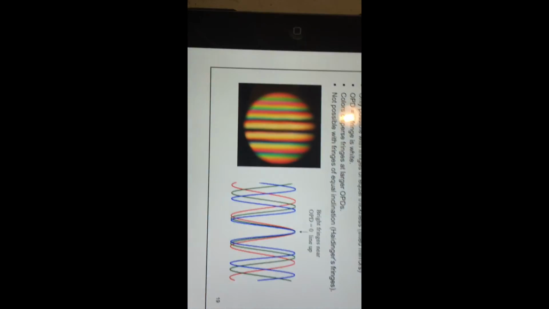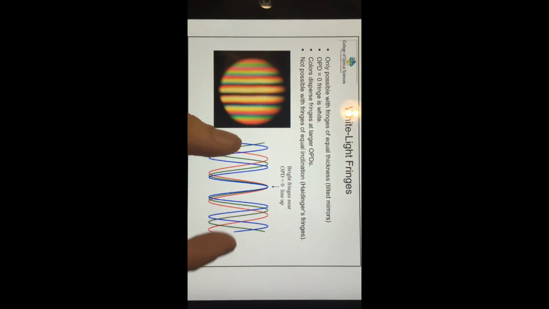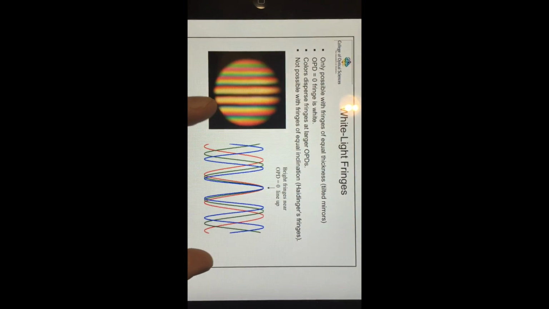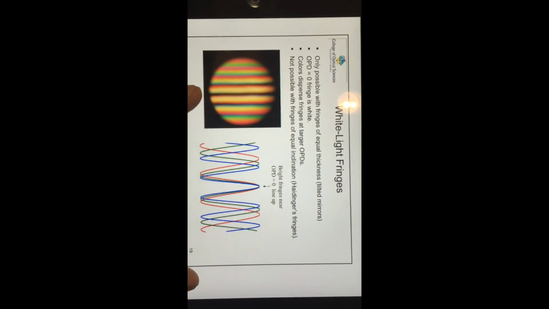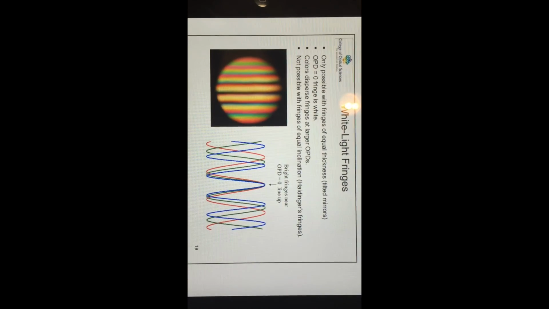So white light fringes are only visible when our OPD is 0. You can tell our OPD isn't exactly 0 here because we can see other colors. In this picture, you can tell as our OPD is increasing from our 0, our wavelengths are going to start to become more and more defined, and they will eventually combine to create white light.